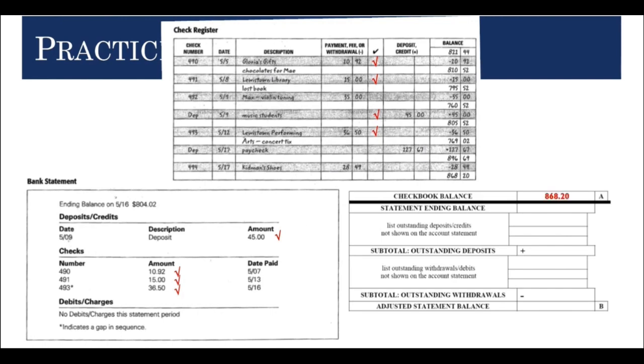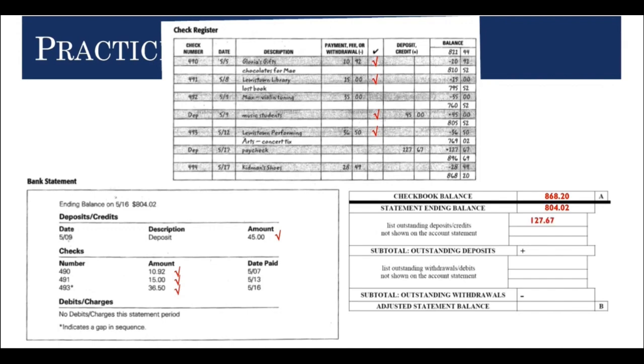Now I'm going to come over here and fill out this section of the reconciliation. My checkbook balance, my records say I have 868.20, but the bank statement says that I have 804.02. Obviously, those numbers aren't the same. They're disagreeing with each other. They're in conflict. I need to reconcile. I need to have them come to an agreement.